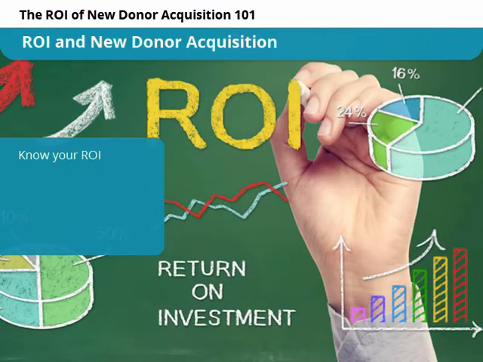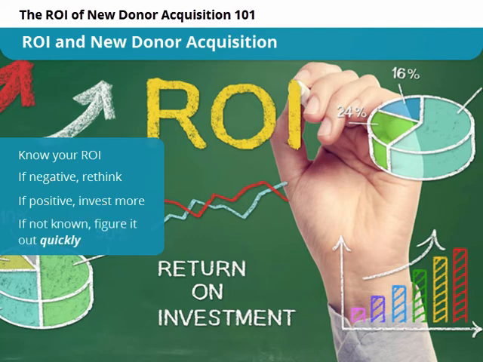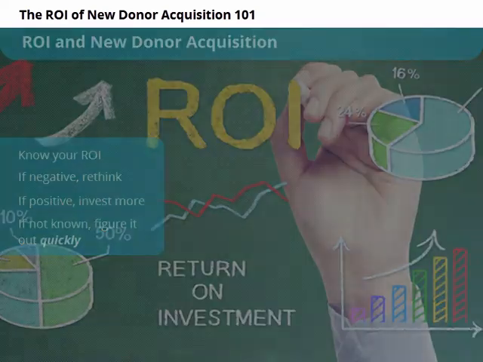Understanding and being able to clearly demonstrate the return on investment, or ROI, that your organization is achieving with its development spending is critical. If your ROI is negative, then your organization is losing money with its development spending, and it's critically important that you develop a new plan. If your ROI is positive, it provides a strong justification for continued, if not increased, development spending. If you don't know what your development ROI is, then you need to figure it out quickly.